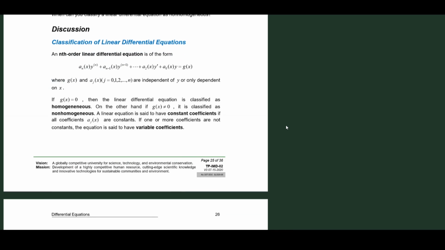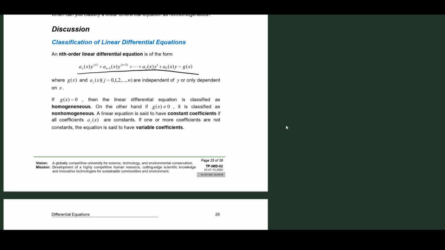We've already discussed in previous lessons how to identify if a differential equation is linear or not, and also the order. So in this lesson, we will focus on how to identify if it is homogeneous or non-homogeneous, and if it has constant coefficients or variable coefficients. So let's take a look at the standard form, which is this one right here.